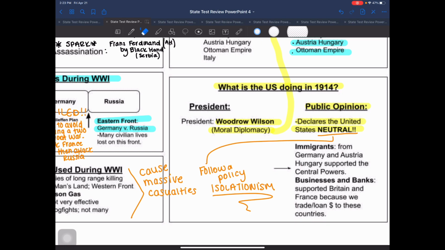So here it is. Europe has blown up into this massive war. Come to find out, George Washington was very much right. And we're going to declare ourselves neutral because we are following this policy of isolationism.